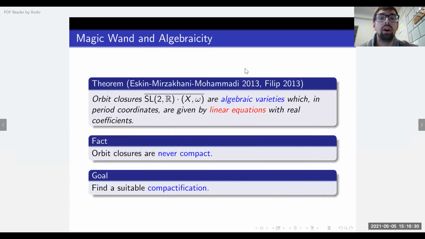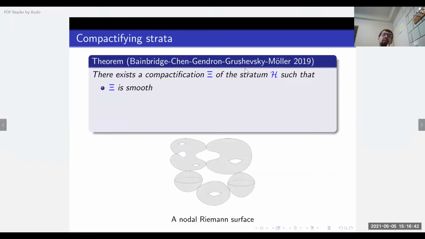All right, so how does it work now? I'm going to try a little bit to explain how we can take those orbit closures and try to make them compact. So the idea is that the orbit closures live in the stratum. The stratum itself is not compact, so that's already an issue. But recently, there has been a construction of a very nice compactification of the space of differentials. This theorem, due to Bainbridge, Chen, Gendron, Grushevsky, and Möller, constructs a very nice compactification of the space of differentials. And this compactification has all the properties that one could basically hope for.